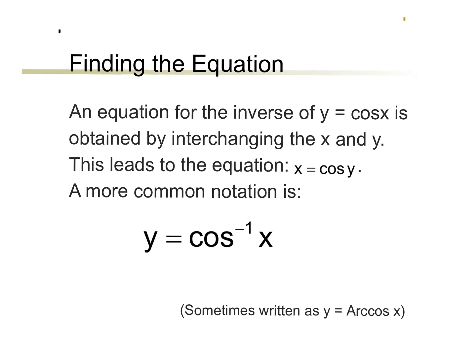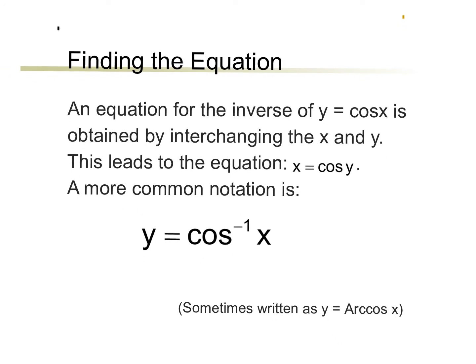So, the equation for an inverse of y equals cosine x is obtained by interchanging the x and the y, leading to the equation x equals cosine y, which, when we take the inverse of, gives the common notation of y equals cosine inverse of x. Now, sometimes you're going to see this written as arc cos. That's okay. There's debate in mathematics as to what's more appropriate, the arc prefix or the -1 exponent. They're both the same thing.